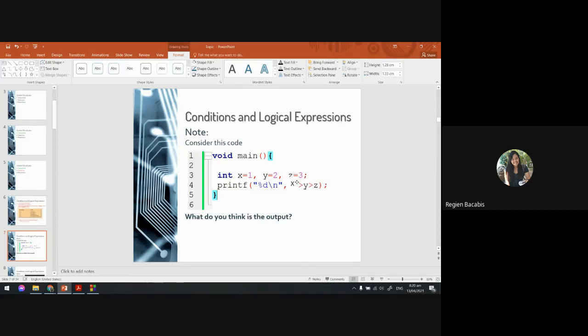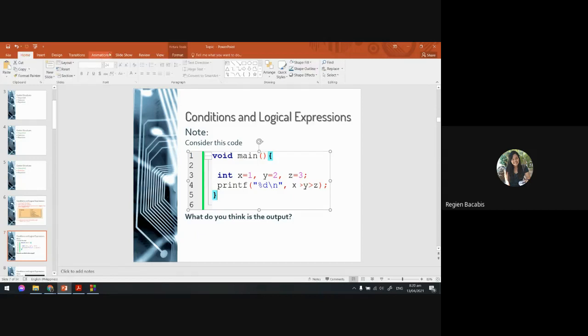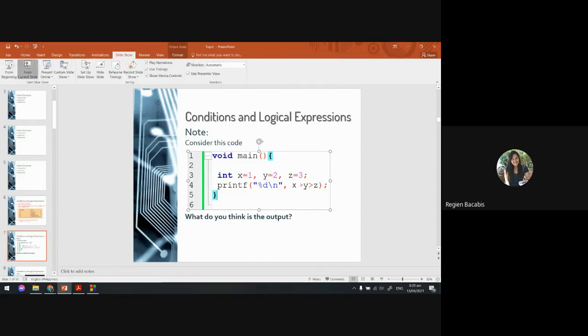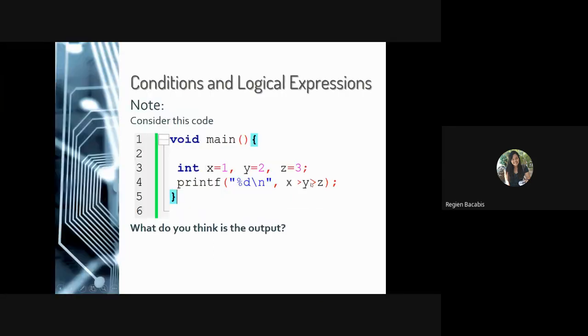Okay, so this is to check if x is greater than y and y is greater than z. So, what do you think is the output of this program? For you? One, ma'am. One. Okay. Is one final?